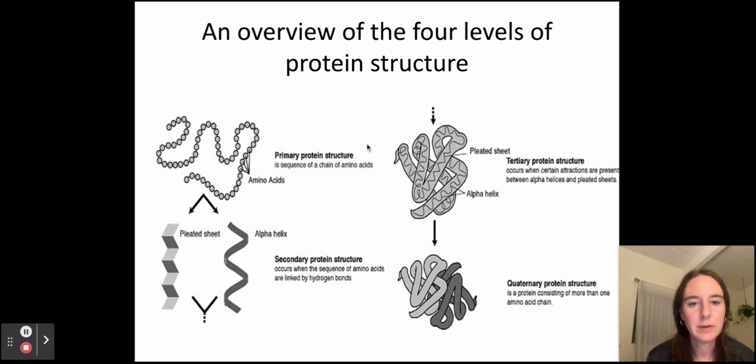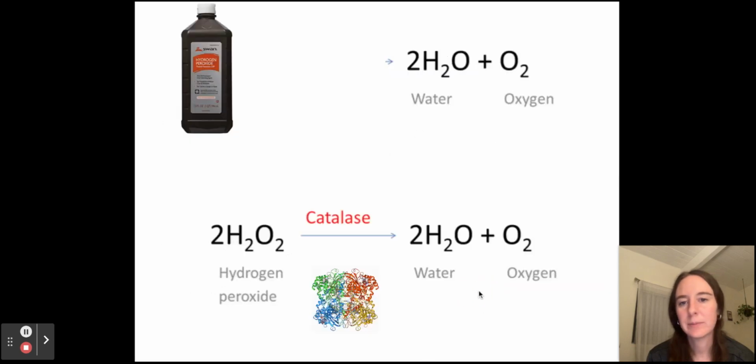And this is like one subunit. If we were to put multiple subunits together, or multiple of these amino acid chains together, then you would find our quaternary protein structure.